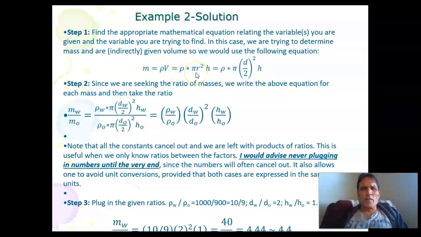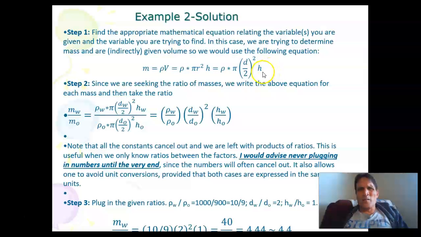And so we know that the volume of the cylinder is pi r squared, where r is the radius, times the height of the cylinder. And we know that the radius is equal to half the diameter. So the volume of the cylinder is pi times d over 2 squared times h. And that multiplied by density gives us mass. So this relates mass, which is what we're trying to find, to the variables that were given: density, d, the diameter, and the height of the fluid.